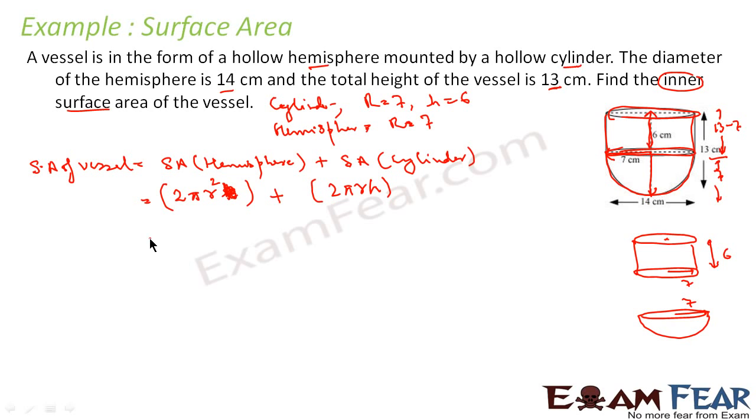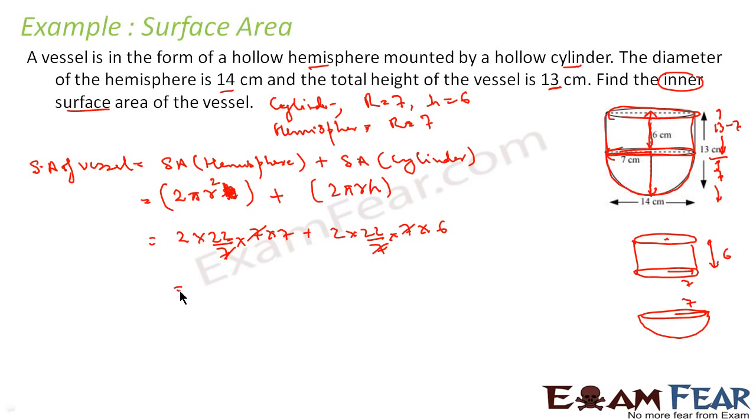We'll just put the values here. So this becomes 2 into 22 by 7 into r, which is 7, into 7, plus 2 into 22 by 7 into r is 7 and h is 6. Correct? This gets cancelled.